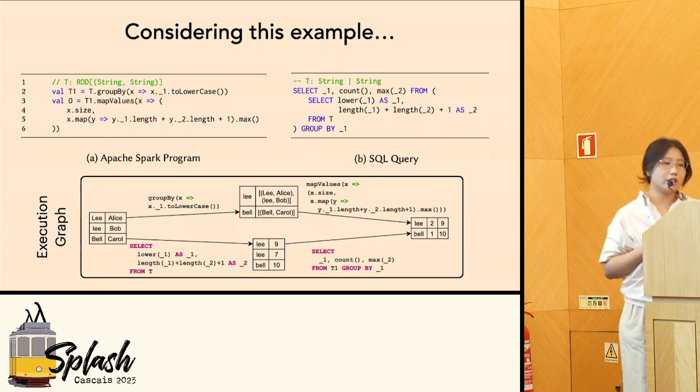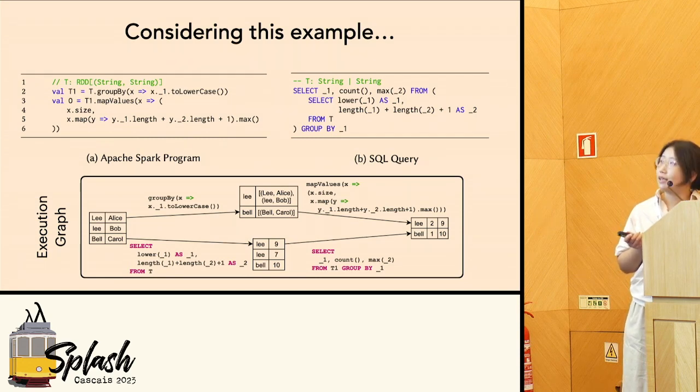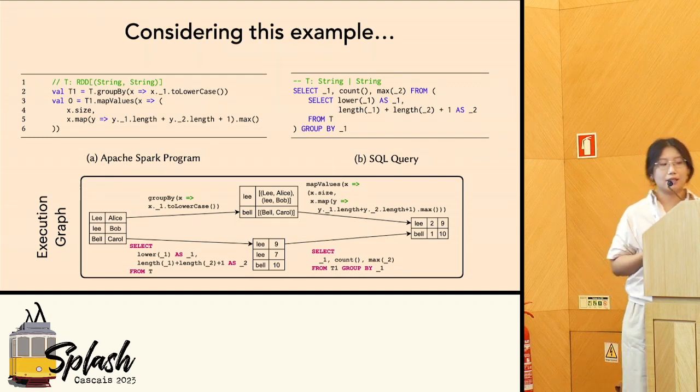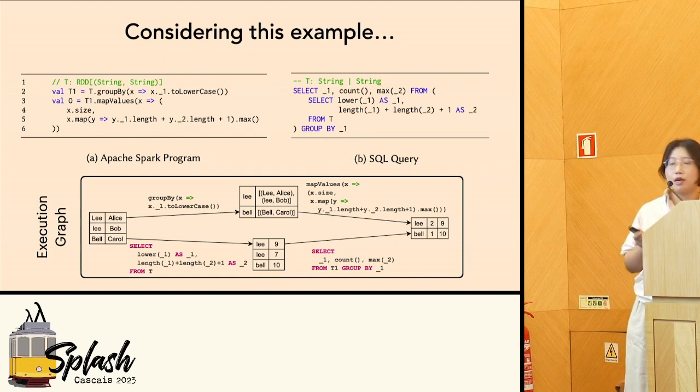The Spark program first converts the last name to lowercase, and then groups all the users by last name. It then maps those groups to the last two columns by getting the size and the max length. On the other hand, the SQL program works very differently. It first casts each last name to lowercase and computes the length of the username by summing the first and last name. Then it groups the users by last name and takes the maximum of the full length.